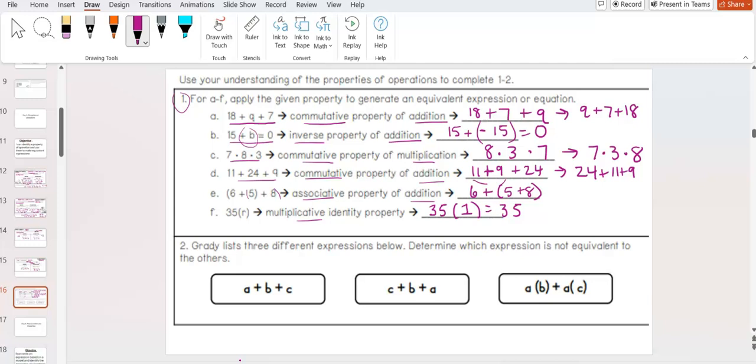Okay, we have time for one more. Grady lists 3 different expressions below. Determine which expression is not equivalent to the others. So we have to think about our properties, okay? I can tell that these 2 expressions are equal because of the commutative property of addition. This one here involves multiplication, and so it cannot be equivalent to the others. And that's it.